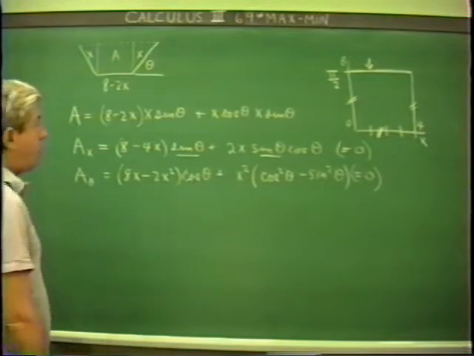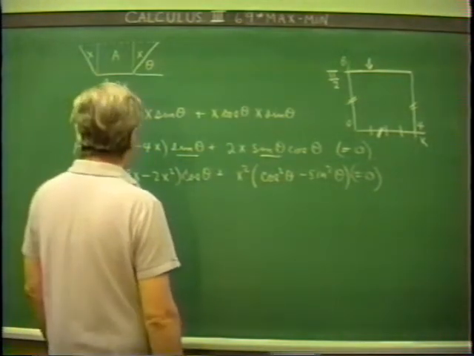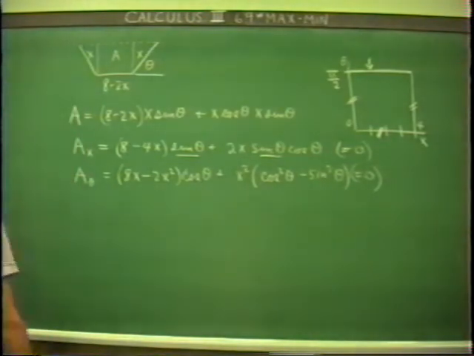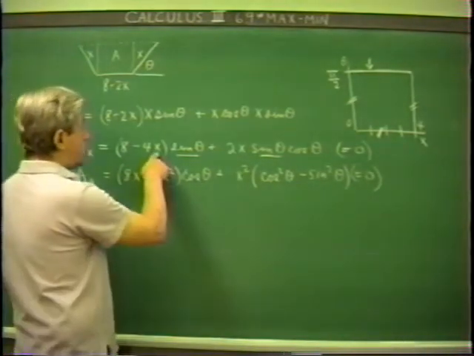Partial A with respect to x has sine theta throughout, so we can divide by it because we know sine theta is not 0, because 0 is not where the solution occurs here. And so what have we got then?